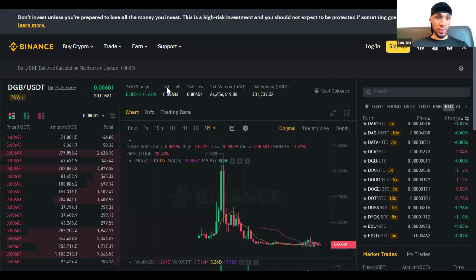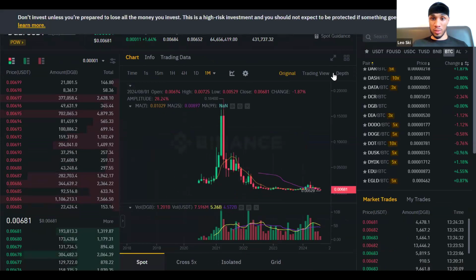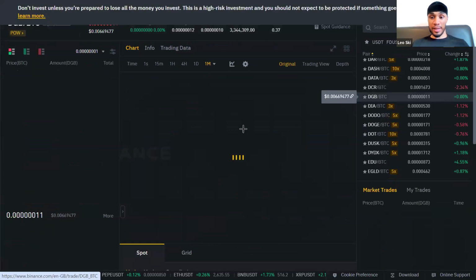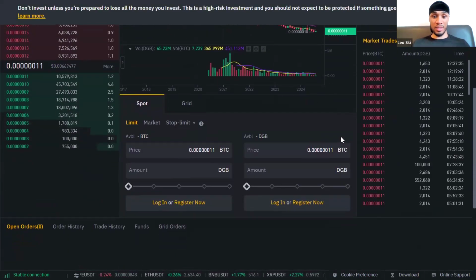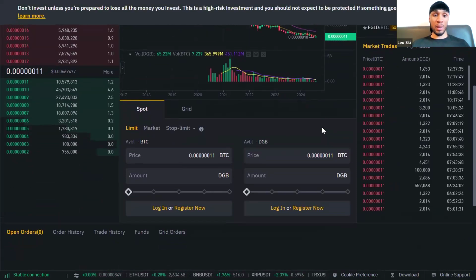So if you click on DGB, I sent it in the chat. Okay, perfect. So yeah, you brought it up right there. So DGB Bitcoin, it shows you the price of it right now. As you can see, the price that we was looking for on BitEdge is 0.00011, right? And what is the price right now?